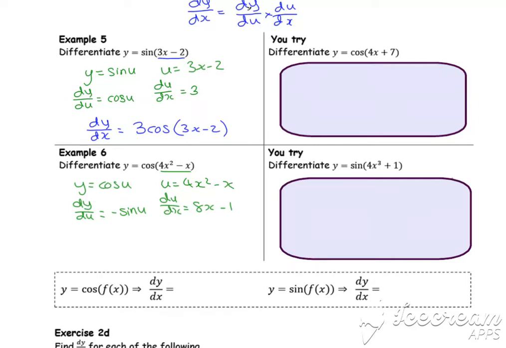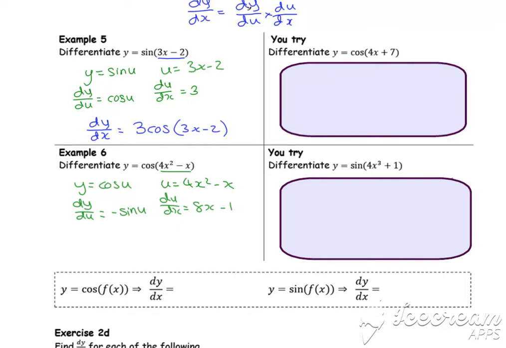Let's just check what we've done so far. The function inside is 4x squared minus x. So that's our u, and that means that y is cos of u. We can then differentiate 4x squared minus x, and we get 8x minus 1. So I think this is the first time we've done an example where there are two terms there.